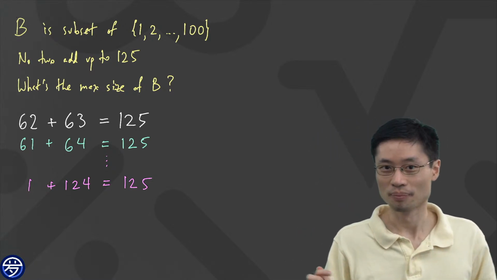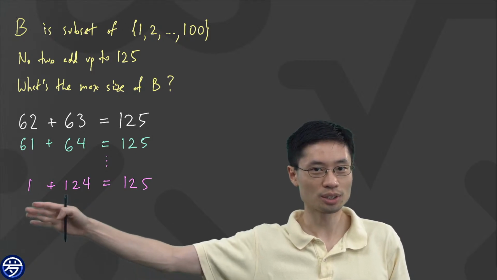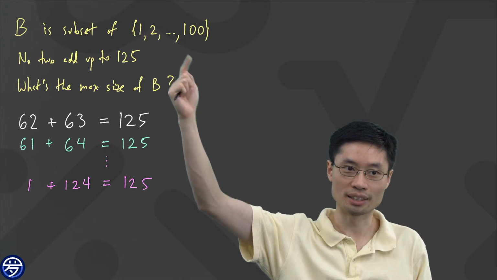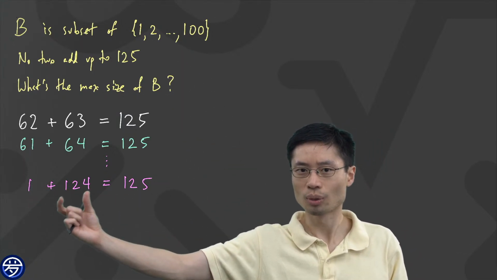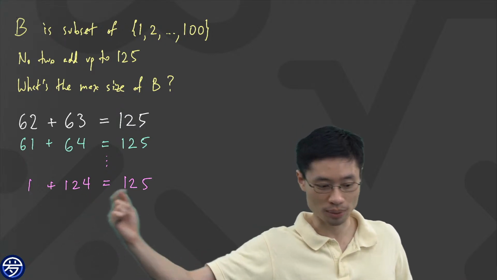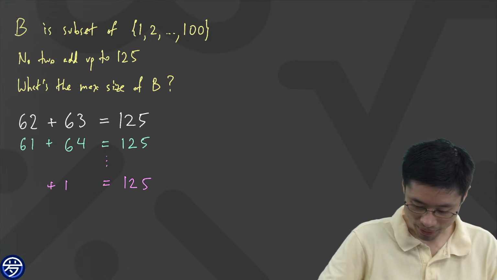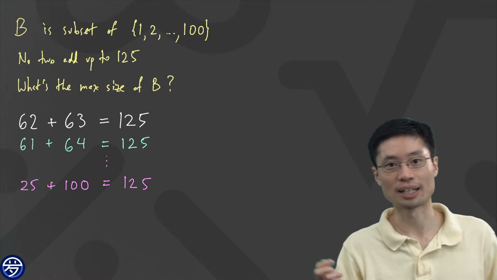We have to be careful. This is not useful because there's no 124. So don't stop at this 1 plus 124. 124 is not in this set, so you can't do this. This is not right. Instead, what we need to do is say, what's the last one we'll get? The last one we'll get is 100, and that's what you have with 25 plus 100.